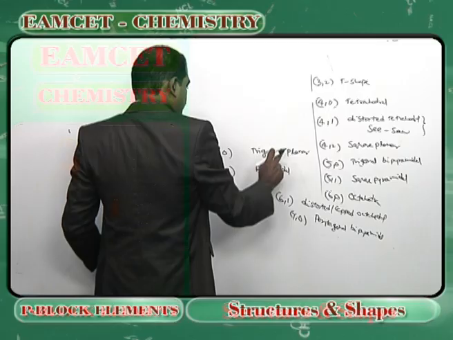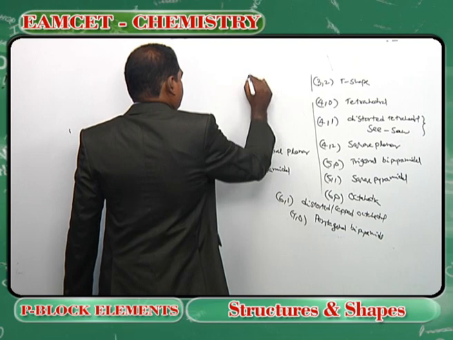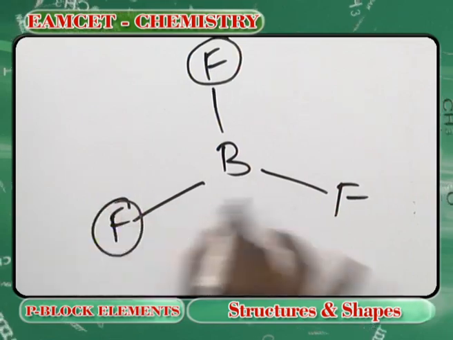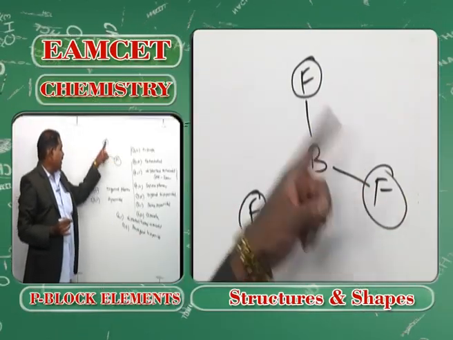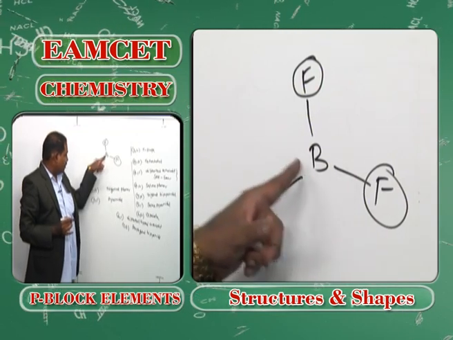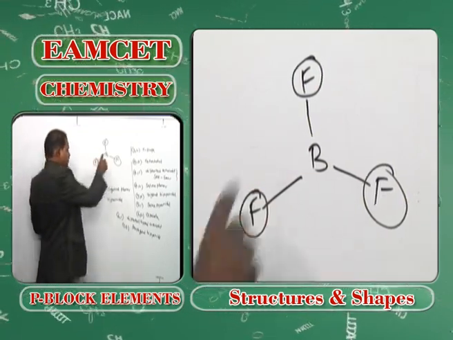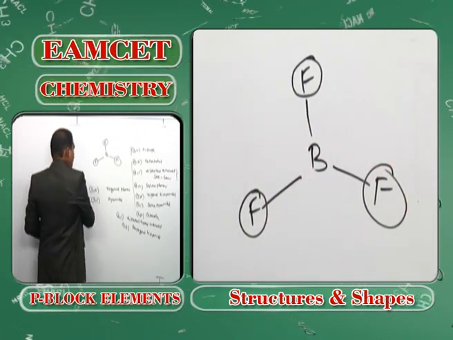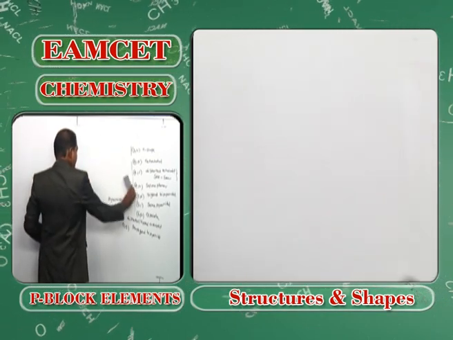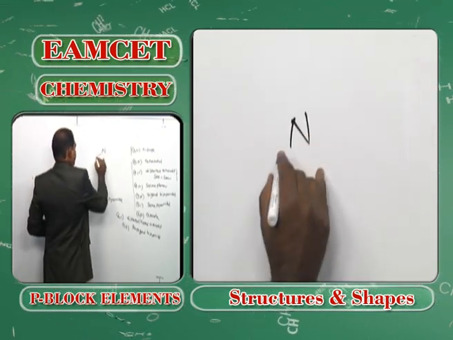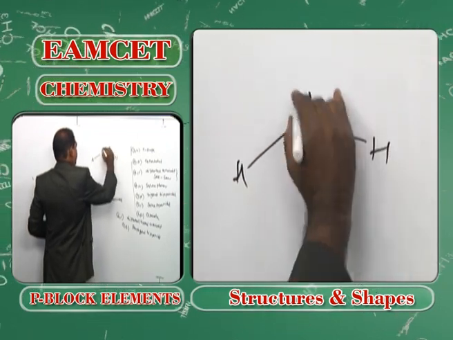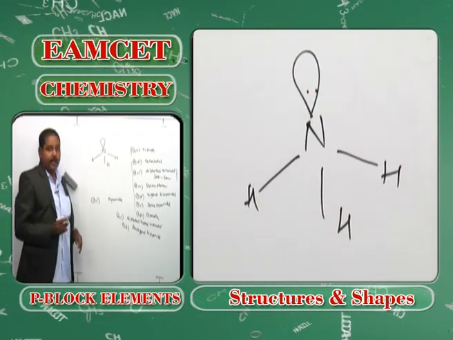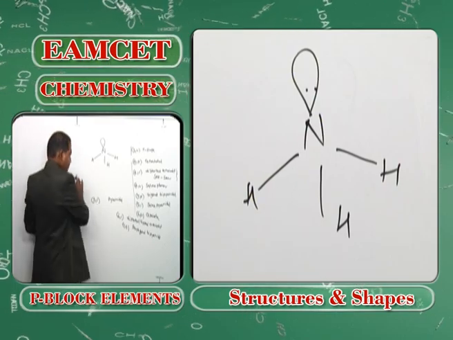3, 0 trigonal planar, boron trifluoride. There are 3 surrounding atoms, guest atoms, terminal atoms. This one is called the central atom. This is central, these 3 are terminal. 3, 0 trigonal, there is no lone pair. 3, 0 trigonal planar. 3, 1 ammonia NH3. 3 bond pairs and 1 lone pair. Why? This is pyramidal. Why is ammonia pyramidal? Because of lone pair bond pair repulsions.